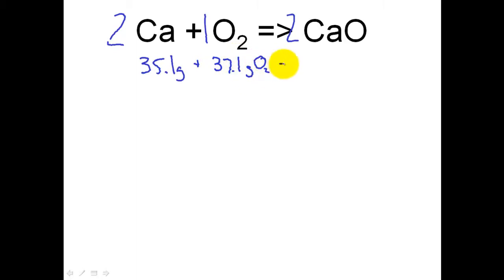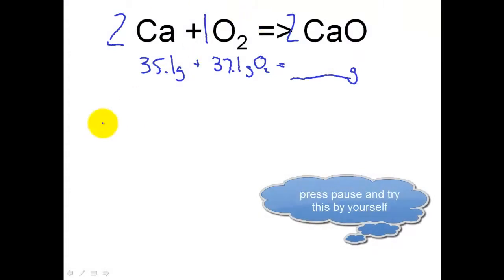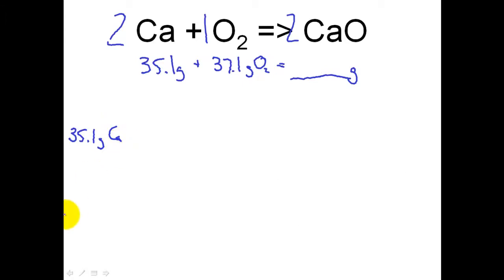Okay, and the question is, how many grams of calcium oxide will I make? And also, what are my limiting and excess reactants? The reaction is balanced, so we can begin. I have two givens here. I have 35.1 grams of calcium, and I also have 37.1 grams of oxygen. Both of these are going to be taken to the same thing. The thing I want to find out is how much CaO I will make, and so both of these will have the same ending.